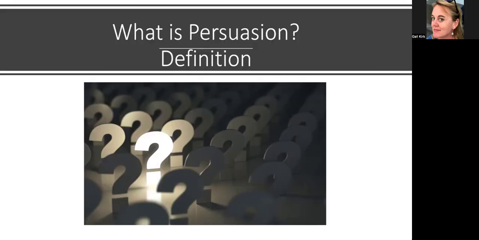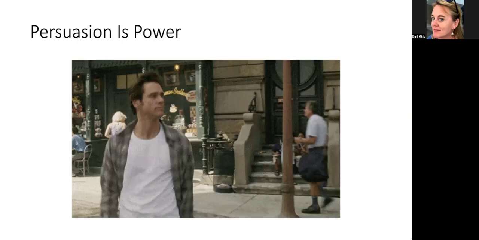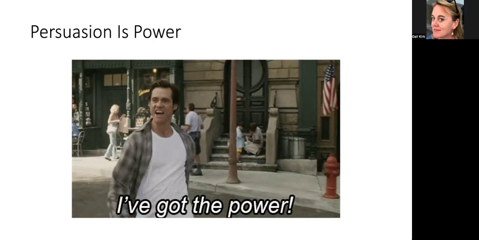So, what is persuasion? I want you to think of a couple words. What is your definition of persuasion? Right? It's to change something. It's to make somebody believe what you want them to believe. The book says, "What is persuasion? It's an attempt to change a person's values, behaviors, point of views, attitudes, or beliefs." Although ultimately, persuasion is power. That's really what it is.